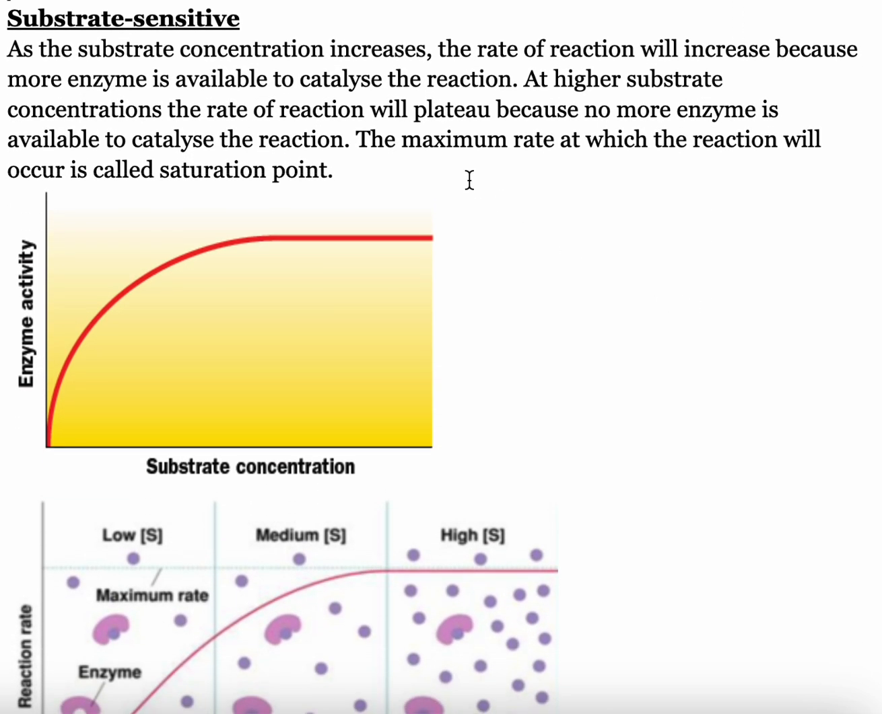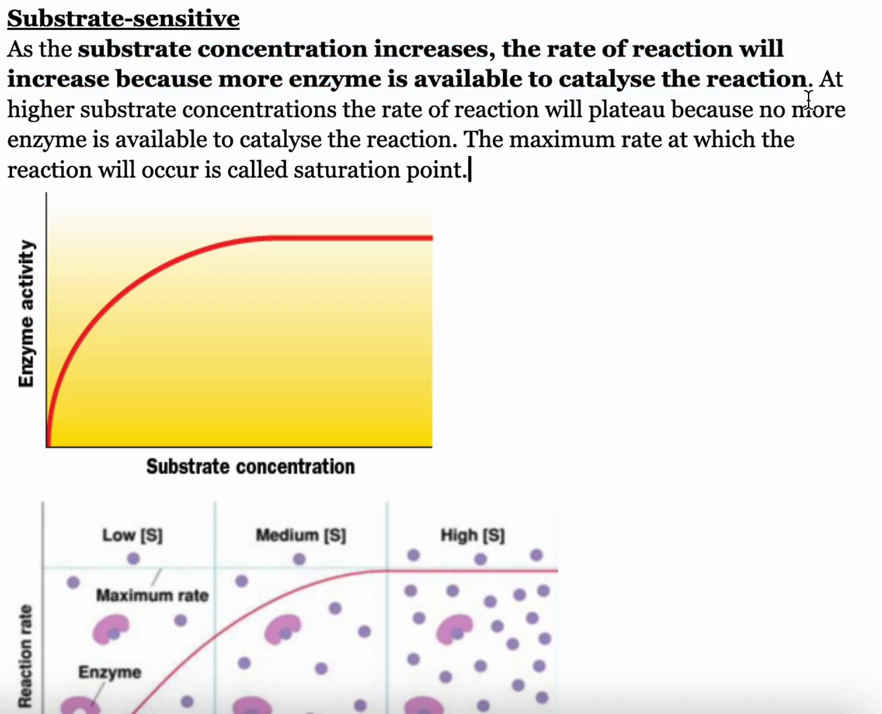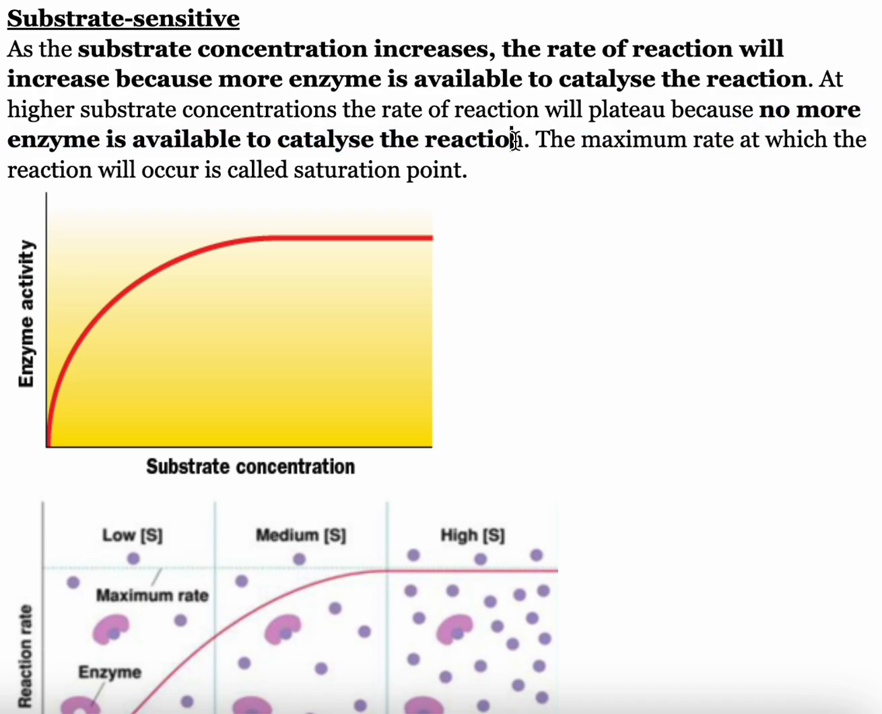Substrate sensitive. As the substrate increases, the rate of reaction will also increase because more enzyme is available to catalyze the reaction. At higher substrate concentrations, the rate of reaction will plateau because no more enzyme is available to catalyze the reaction. So basically, it will become flat. The maximum rate at which the reaction will occur is called the saturation point.